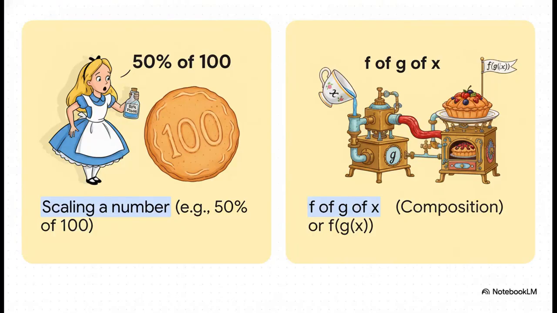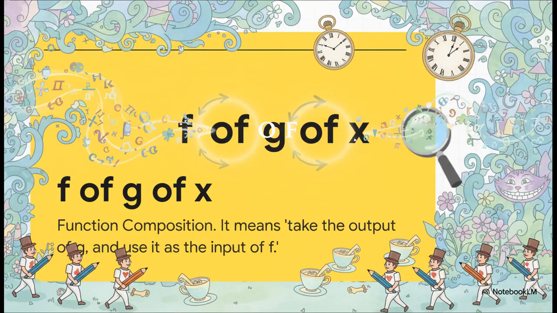And if you thought that was a big leap, let's push it even further. We've got f of g of x. This is something called function composition. And I'll tell you right now, if you try to read this as f times g times x, you're not just going to get the wrong answer, you're going to miss one of the most powerful ideas in all of math. So what's the deal here?